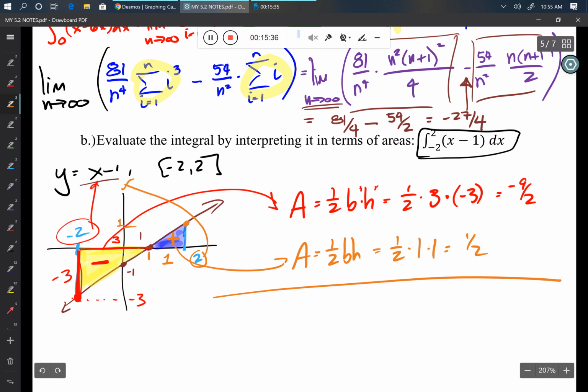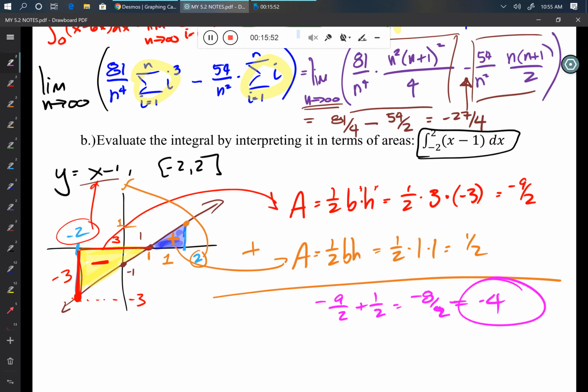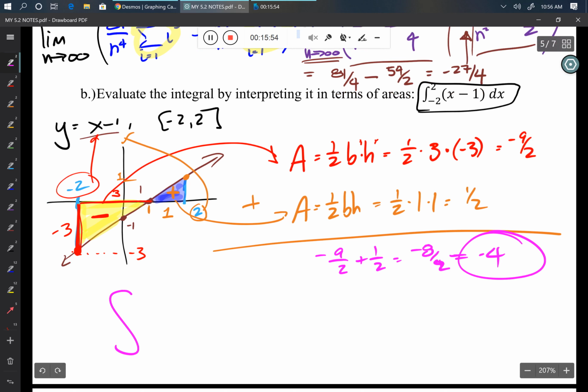And then the sum total of my two areas is going to be our -9/2 plus our +1/2, which is -8/2, which is -4. And so I got a sum total area of -4, or the integral from -2 to 2 of the function x minus 1 dx is equal to -4.